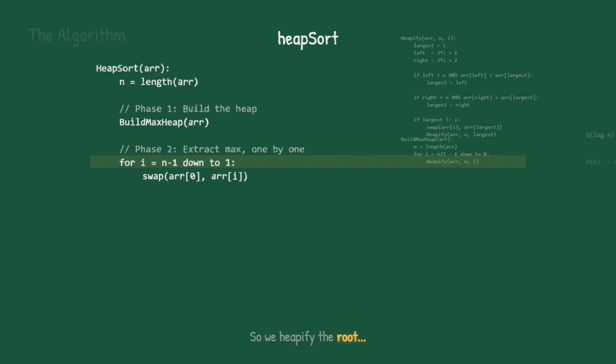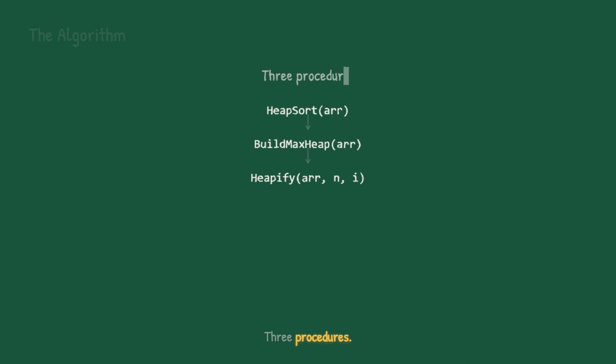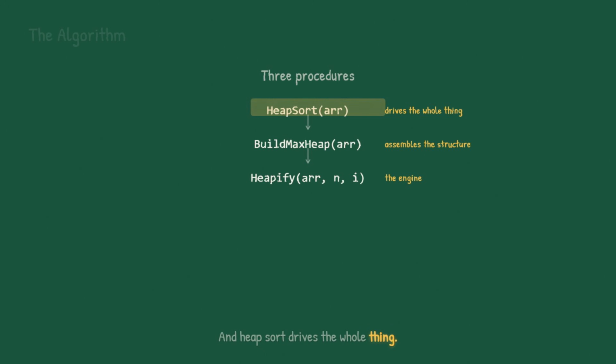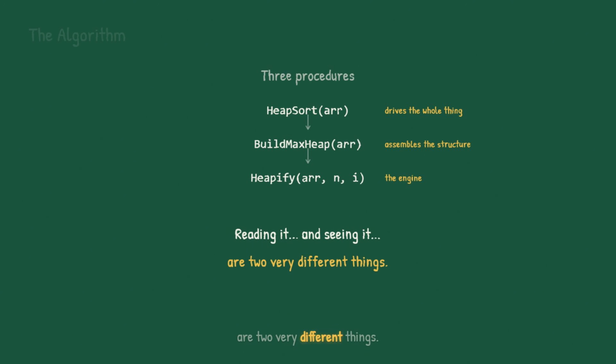So we heapify the root, but notice we pass I, not n. The heap just got one element smaller. The locked element at the end is no longer part of the heap, and we repeat. Swap the max to the end, shrink the heap, heapify, swap, shrink, heapify. 3 procedures. Heapify is the engine. Build heap assembles the structure, and heap sort drives the whole thing. That's the complete algorithm, on paper, but reading it and seeing it are two very different things.